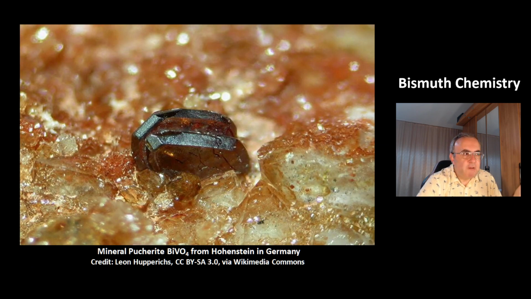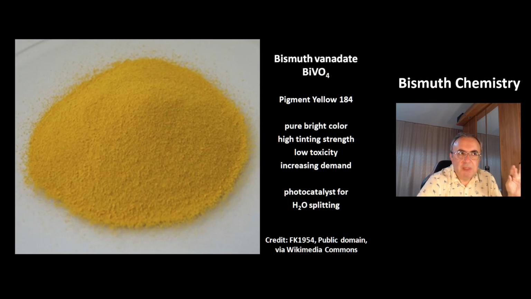This is a picture of the mineral pucherite, which is bismuth vanadate. It's from Hohenstein in Germany. This is the compound bismuth vanadate, BiVO4. It's also called pigment yellow 184. It's a beautiful, bright, pure color with a high tinting strength. This compound is also known for its low toxicity. That's why the demand is increasing. And there's another use for this compound, as a photocatalyst for splitting of water.